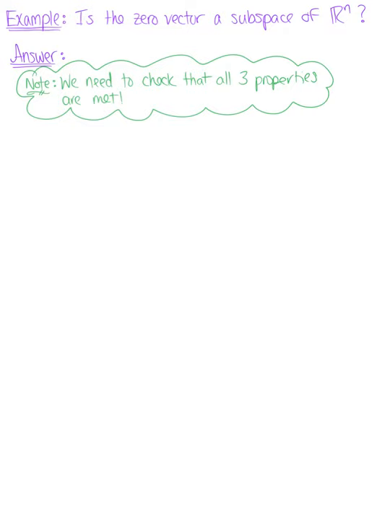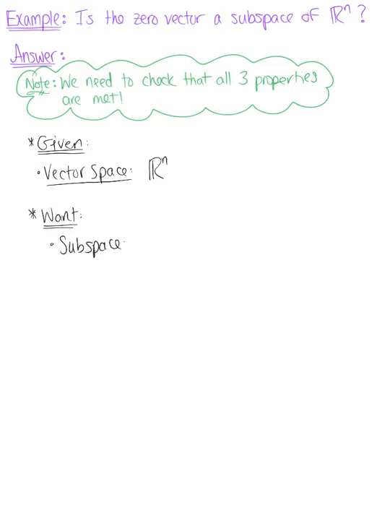Is the zero vector a subspace of Rn? So, starting with a real cutesy example here to warm us up. What are we given? Well, we are given that we're working with a vector space, Rn. And what is it that we want? Well, we want to show that the zero vector is a subspace of Rn.